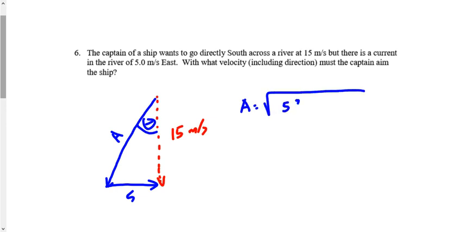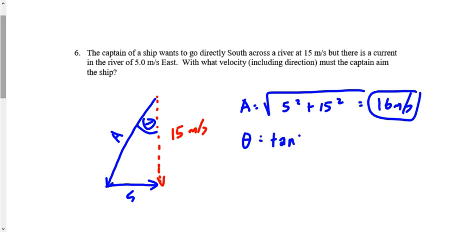Square root of 5 squared plus 15 squared. We do that, we end up getting 16 meters per second, rounded to 2 digits. And theta is equal to the inverse tan function of opposite over adjacent. What's opposite, 15 or 5? 5. And the adjacent side is 15. The inverse tan of 5 over 15, make sure you're in degree mode, is 18 degrees.